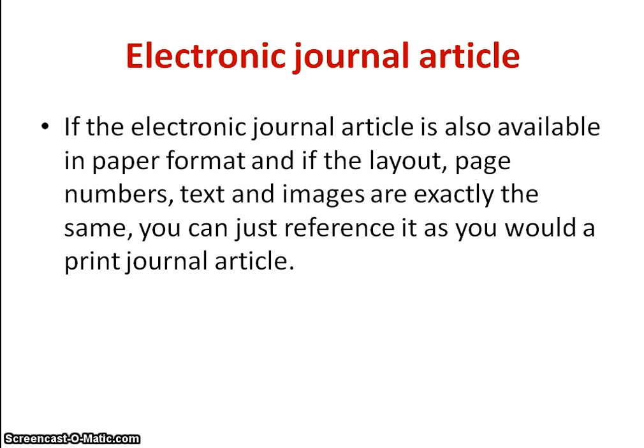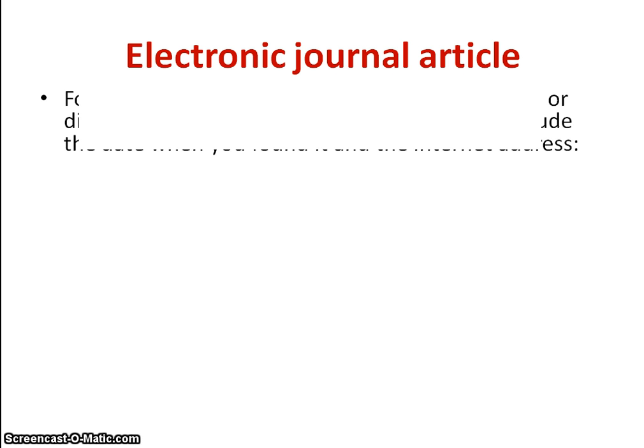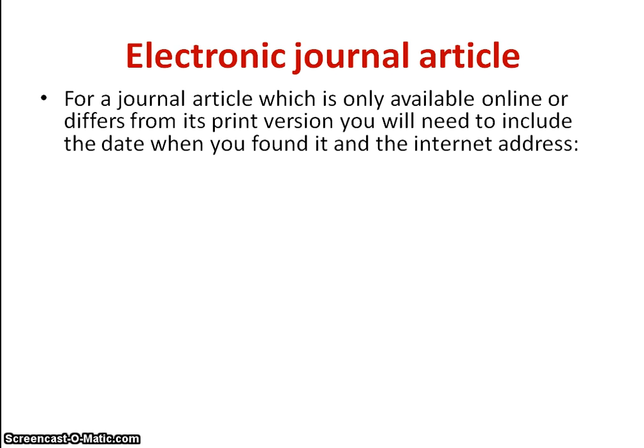So for an electronic journal, if the electronic journal article is also available in paper format, and if the layout, page numbers, text, and images are exactly the same, you can just reference it as you would a print journal article. For a journal article which is only available online or different from its print version, you will need to include the date when you found it and the internet address.